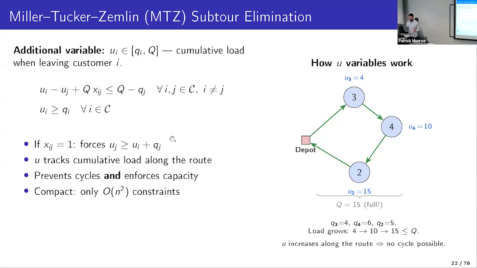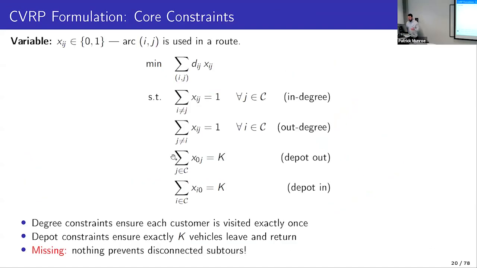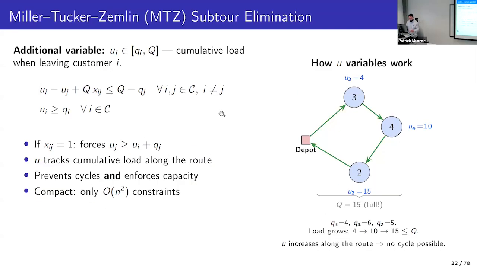So this prevents cycles. But another problem that I didn't mention with this formulation is there is no mention of capital Q here, so there is no enforcement of capacity. Those constraints, the MTZ subtour elimination constraints, both prevent cycles and also enforce capacity. So we will add them to the model.